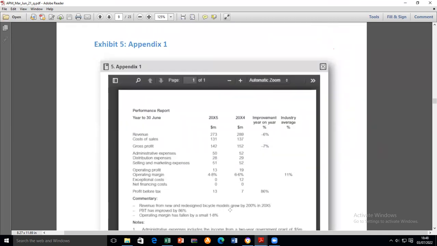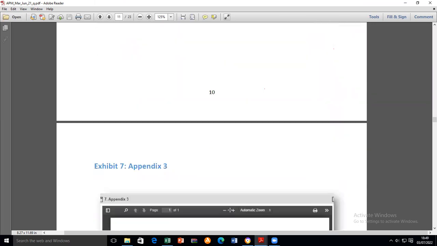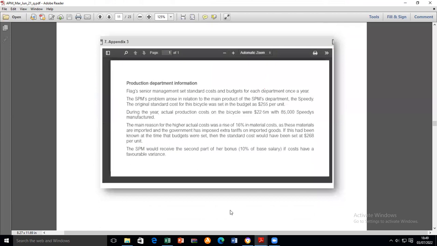Now we have got the information here. Are you able to revise the original budget? Are you able to update the original budget? The materials went up by 16%. Are you able to update, to demonstrate? Because they gave you enough information here for demonstration.